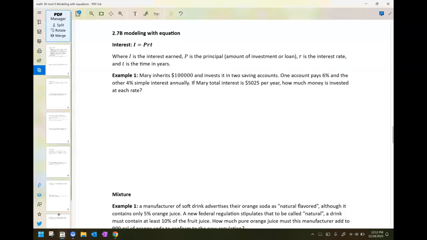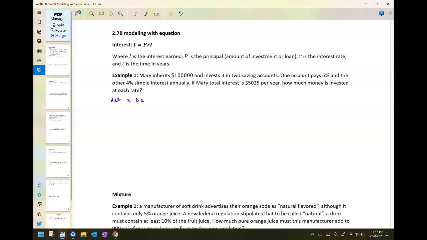Mary inherited $100,000 and invested it into two savings accounts. One account pays 6% interest and the other pays 4%. If Mary's total interest is $5,025 per year, how much money is invested at each rate? Well, let's start out by defining our variable.